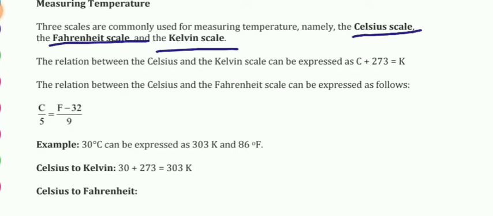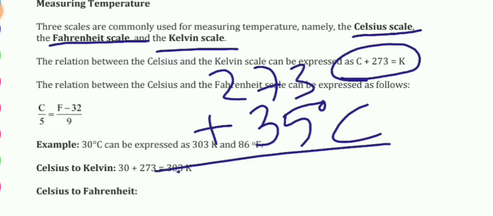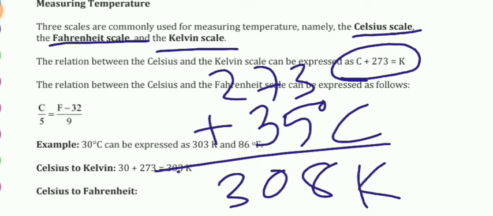So the relation between Celsius and the Kelvin scale can be expressed as C plus 273 equals K. Means let the temperature be how much? 35 degree Celsius. In Kelvin it will be, just add 273 to it. It will be how much? 308 Kelvin.